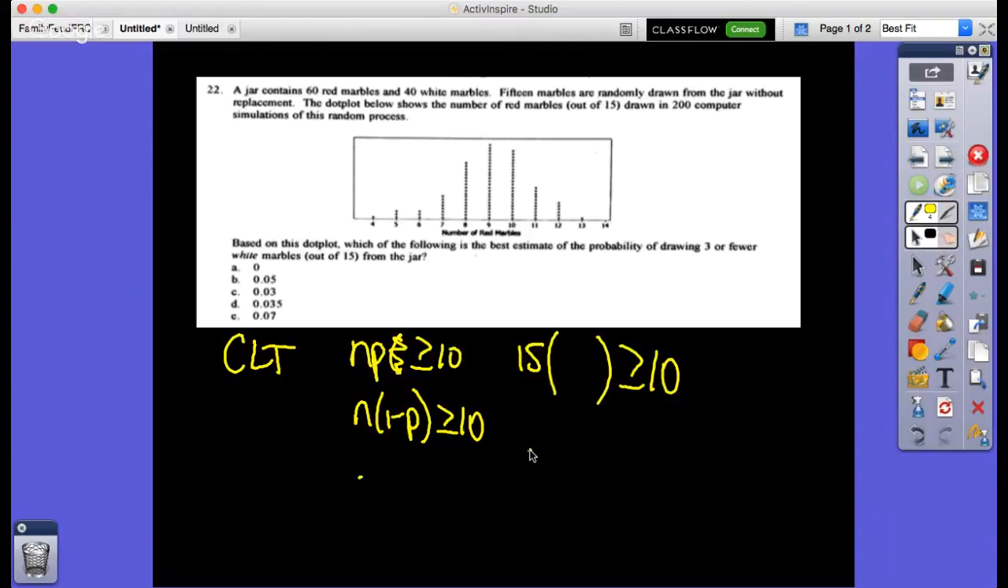What's the probability of selecting a red marble? 0.6, right? 0.6 times 15 is 9. Is 9 greater than or equal to 10? Is that large enough to be able to assume that this is a normal distribution? No, it's not. Okay. All right. So we just hit a brick wall. What do I do next? Come back later. Okay.